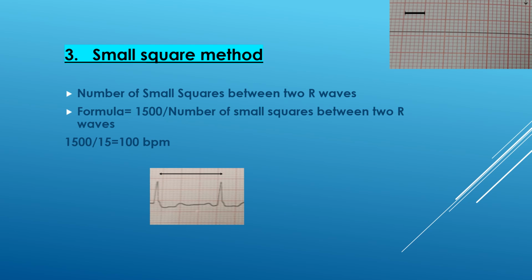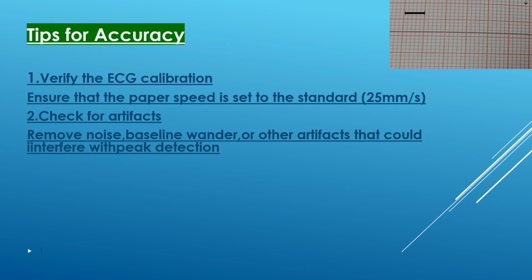Suppose here if it is 5 large squares, it will be 25 small squares. So these are the three methods of calculating heart rate in an ECG.